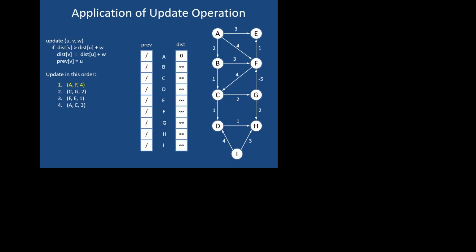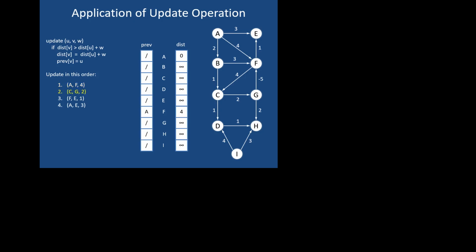Okay, what's the current? So V is going to be F, U is going to be A, W is going to be 4. What is the current known distance to F? Infinity. And what's the current known distance to A? 0 plus the 4. So infinity is greater than 4. So we found a better way to F, so we're going to update. And what's going to change about our data structure when we update that edge? Okay, so it'll change for F. So F's previous will become A, and its distance will become 4. So you see it change there. So we update that edge, and now we've improved our 2 arrays.